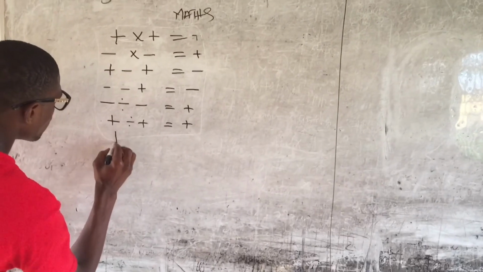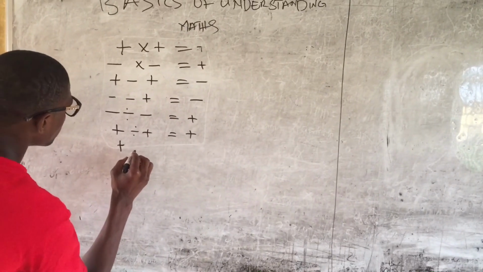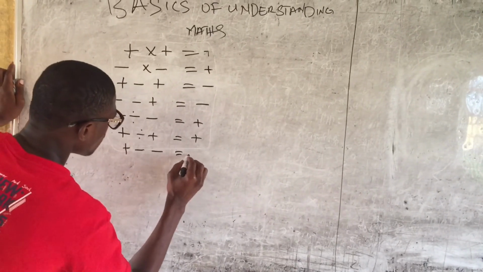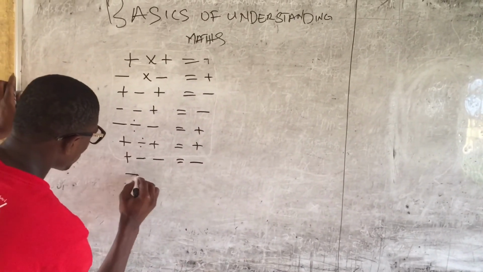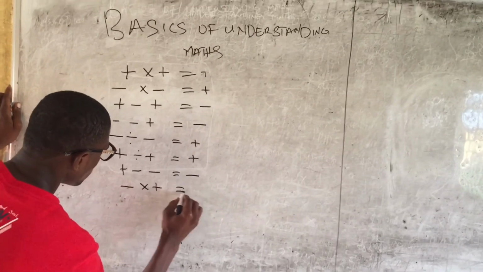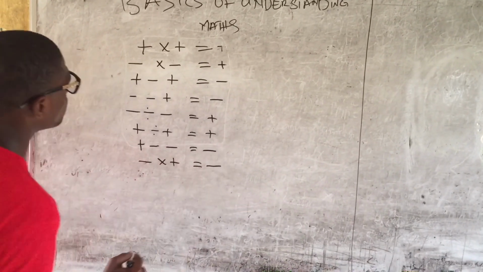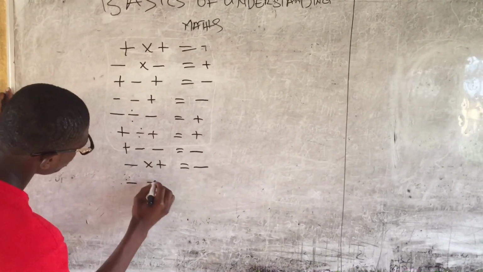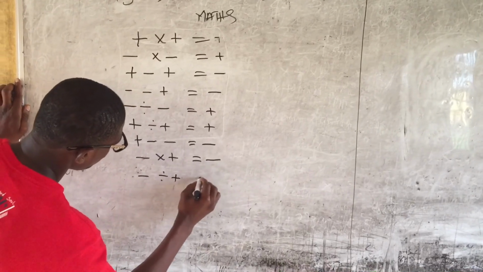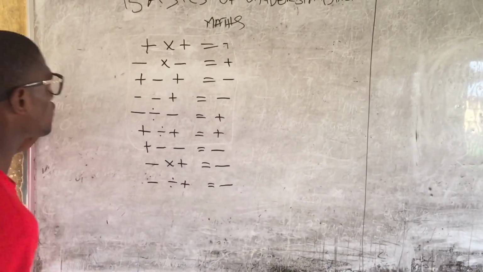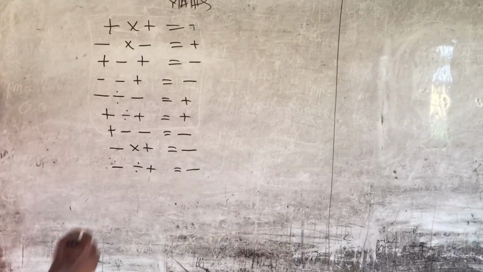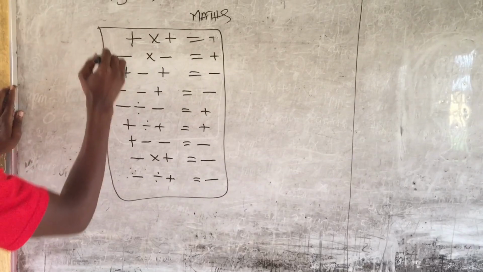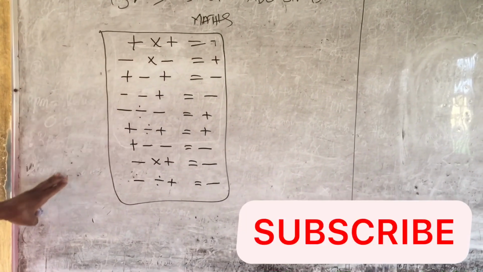We have plus divide minus to give us minus. Then we have minus times plus to give us minus. Then if you have minus divide plus to give us minus. So this is the conclusion of everything about science in mathematics and how they are used.